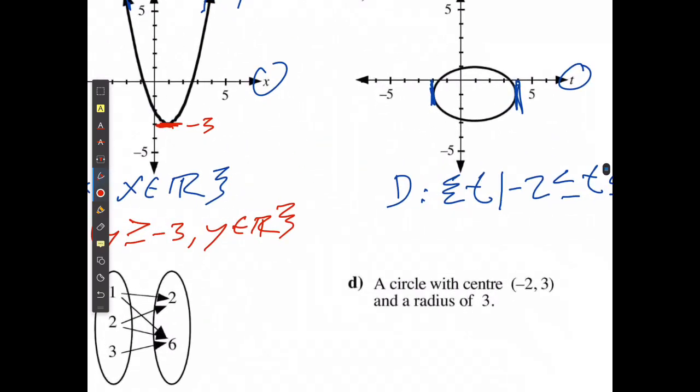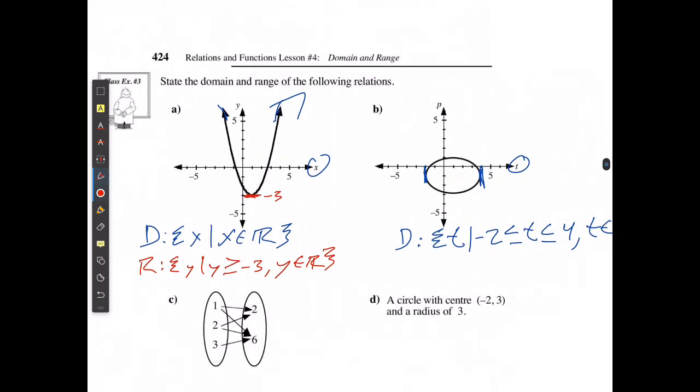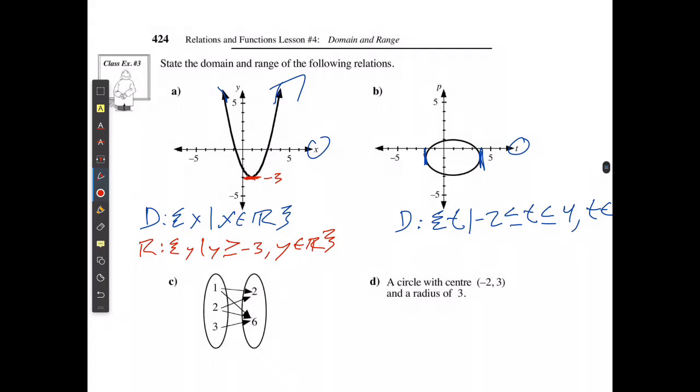The range is represented by P, where it has a lowest point of -3 is less than or equal to P, which is less than or equal to its highest point of +1, where P can be any real number.